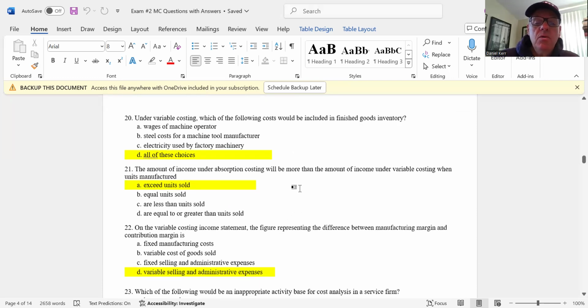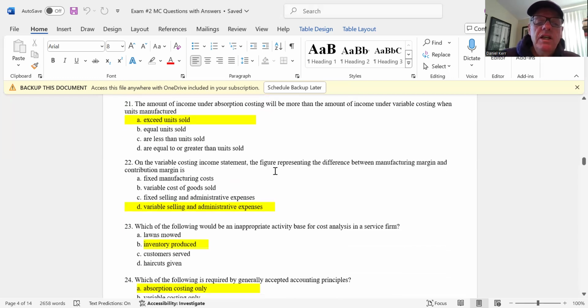The amount of income under absorption costing will be more than the amount of income under variable costing when you've got an increase in the inventory. So when the units manufactured exceeds the units sold. And the reason for that, if the number of units manufactured exceeds the number of units sold, your ending inventory is going to include fixed costs, which are not going to be included when you cost out the ending inventory under variable costing. Now, one or two of you, at least one of you, we had a discussion in class afterwards. You do have to account for the ending inventory under variable costing. Now, the difference is the ending inventory only includes variable cost, but you still have to account for it. So the answer there is A.